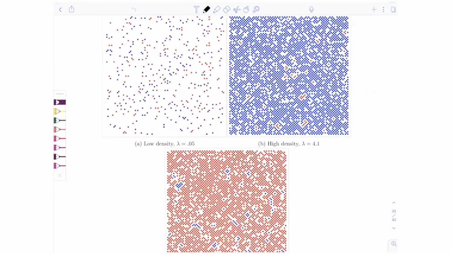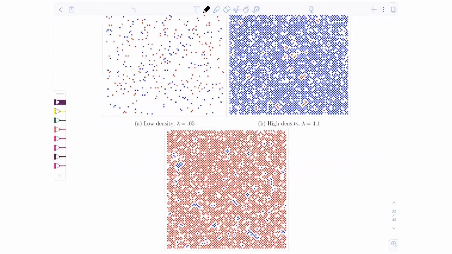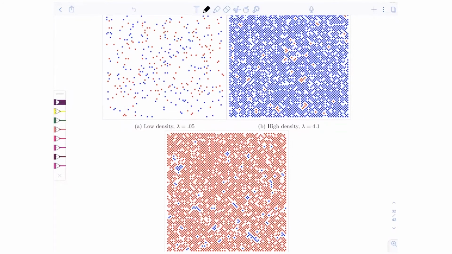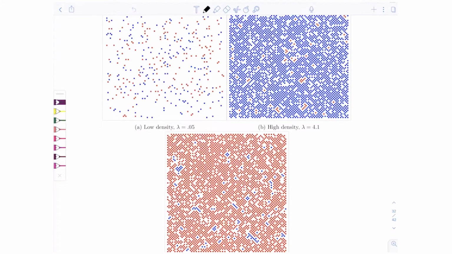So it's actually three pictures. Again we're looking at the hardcore model on Z2 with periodic boundary conditions, so some torus. And I've done three simulations. The first at very small lambda, lambda is 0.05, and the second two at lambda is 4.1, so large lambda. And of course, what do we see? In the first picture, we see a very sparse independent set.